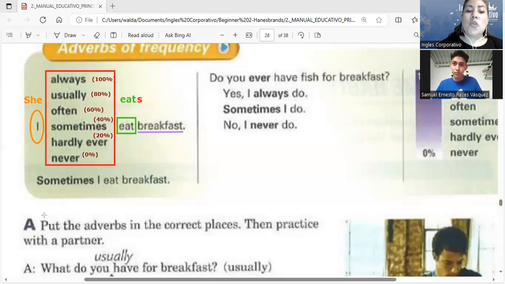So now, usually the adverbs of frequency go after the subject. So you say, she sometimes eats breakfast. But sometimes is actually an exception.